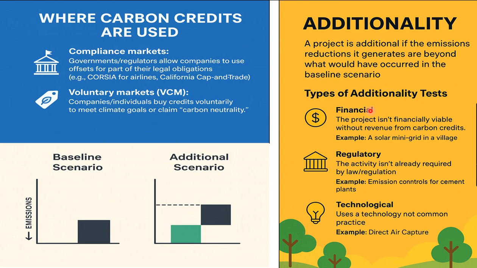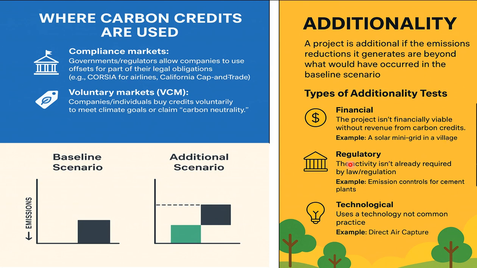And there are two, three types of additionality. These are in-depth concepts, but yes, financial: the project isn't financially viable without the revenue from carbon credits. So it wouldn't have happened if there was no revenue, or no finance, right? So that way it is additional, because the project is happening only because you've got the finance, the revenues, the investment, right? A solar mini grid in a village. Otherwise, who will put a solar mini grid in a village? Only the government can do that, right?